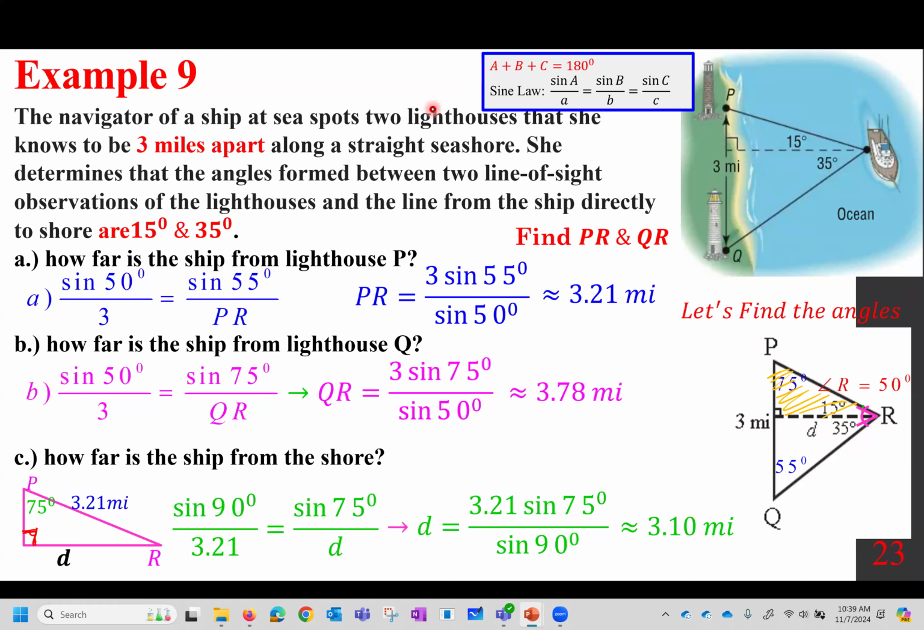The fastest and easiest way would be: sine of 75 is the opposite D over the hypotenuse PR, which is 3.21. So D is the product of these two, which gives you the same answer. And again, we wouldn't use the sine law. This would be easier this way.